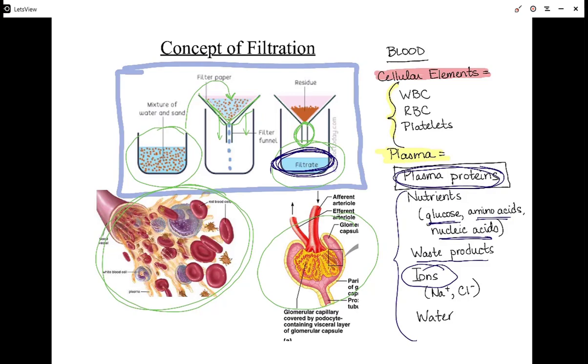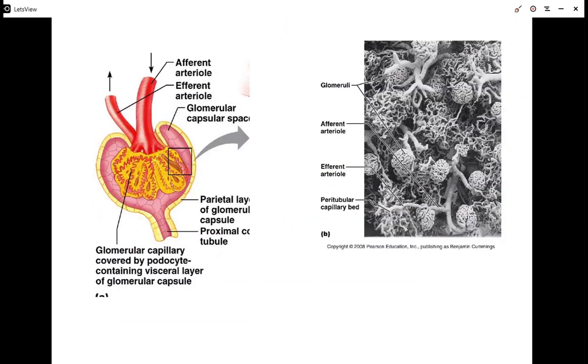Let's go ahead and talk about the layers that are involved in our filtration system in the renal corpuscle that allow us to retain our cellular elements and our larger plasma proteins. So first I want to show you an image of the renal corpuscle and an electron micrograph of the glomerulus, which I think is really fascinating here. So I'm going to go ahead and highlight as I walk you through this.